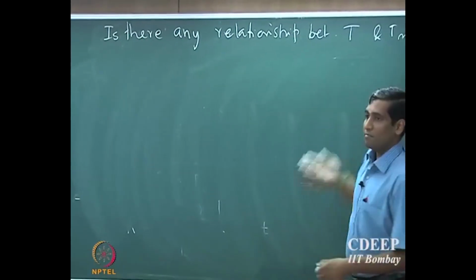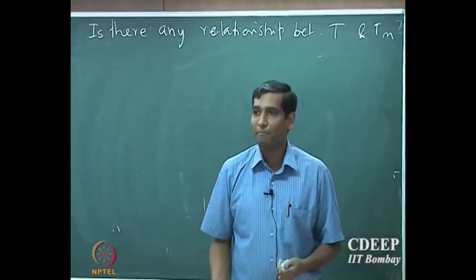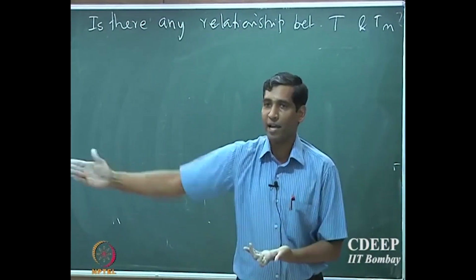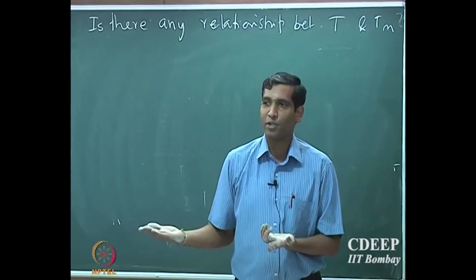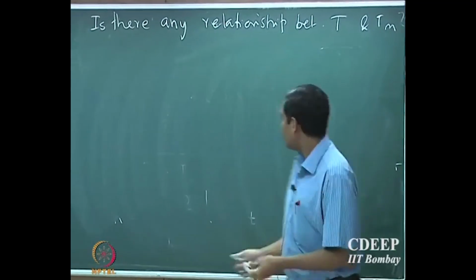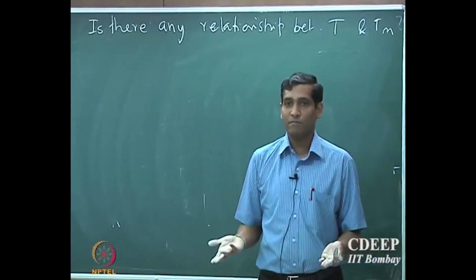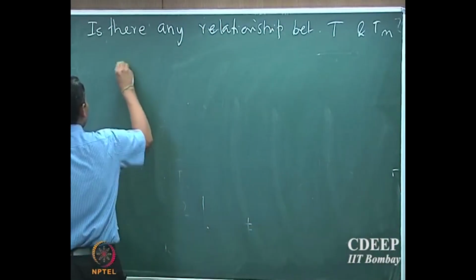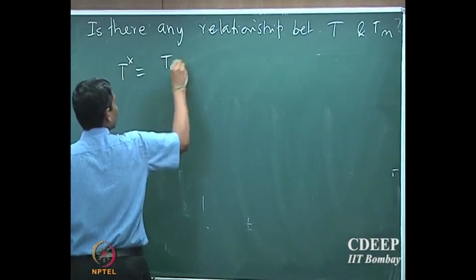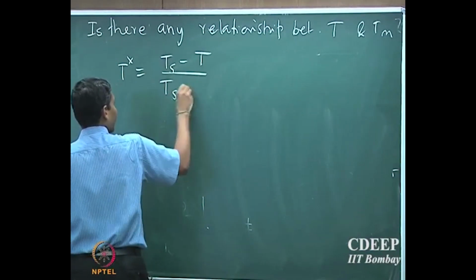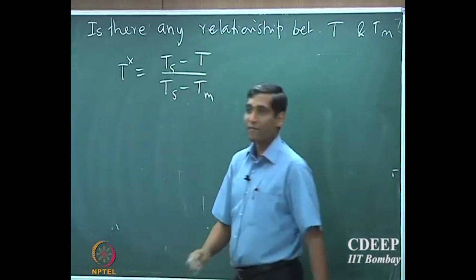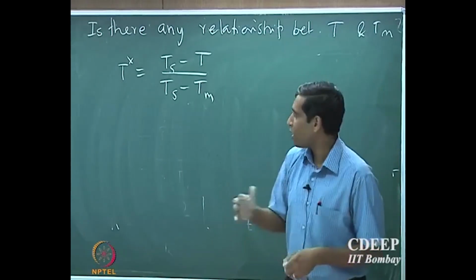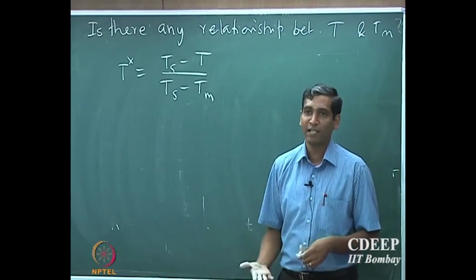Because we say that Tm provides a way to scale the temperature, which leads to an important insight that the non-dimensional temperature profile does not change with the axial position in the fully developed regime. So which means that there must be a relationship between the two. So can we find out what that relationship is? T star is (Ts minus T) by (Ts minus Tm). Remember that we are not solving the equation, we are not even attempting to solve the equation as of now. Without solving, what is the maximum piece of insight that we can get?